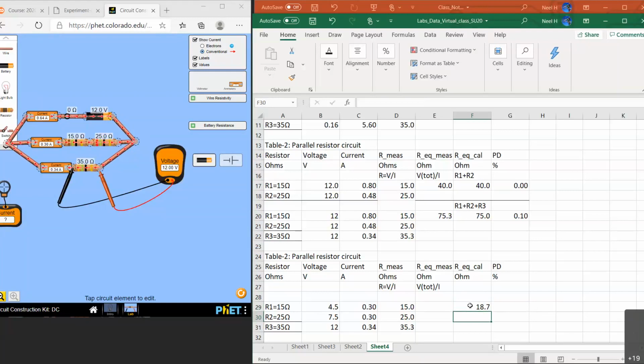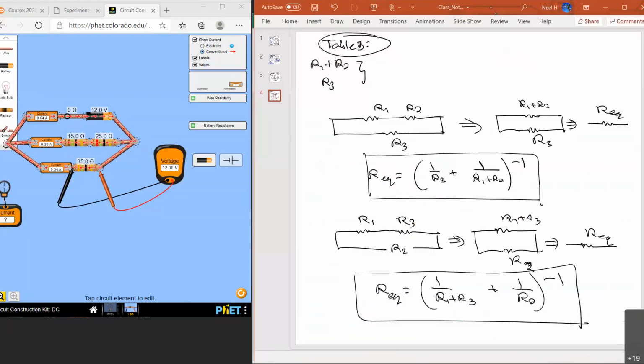Okay, equation so far. Everybody got that number? Everybody know that equation, right? You have to practice that yourself. The equation is right here, okay? So that's the equation for the equivalent resistance for the case 1, circuit number 1.